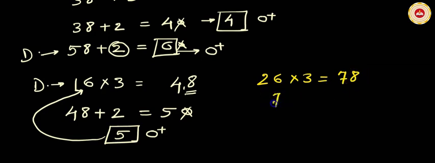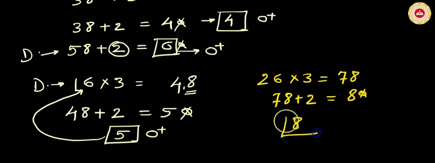Now let us add 2 to this 78 and get 80. Now neglect, drop this 0 and consider this 8 only. Write this 8, and this 8 is positive osculator for given divisor 26.